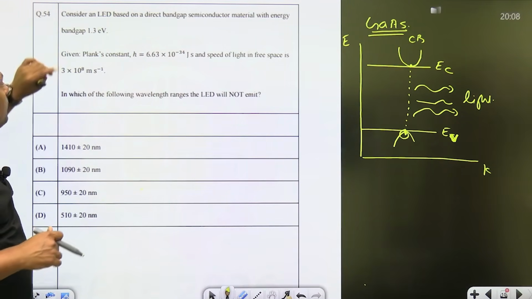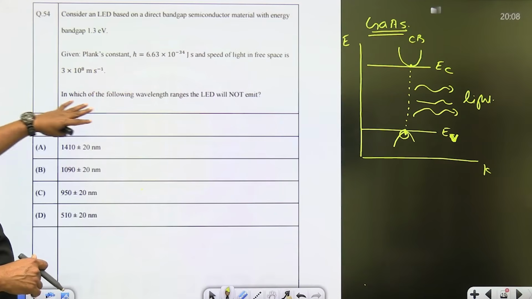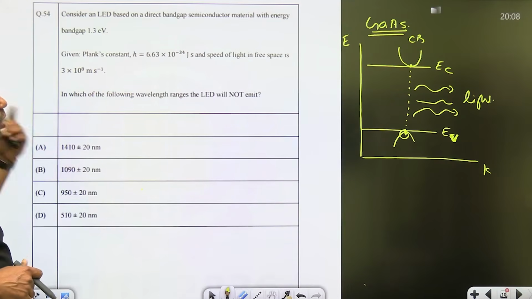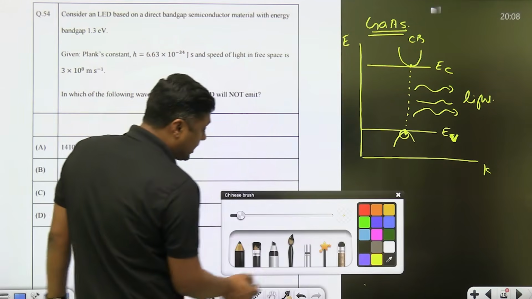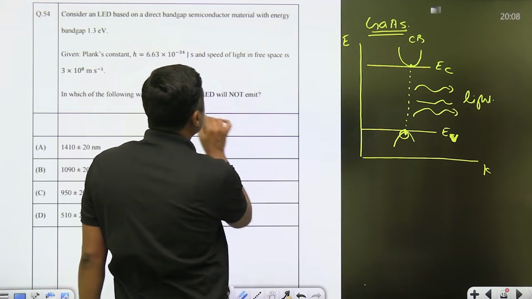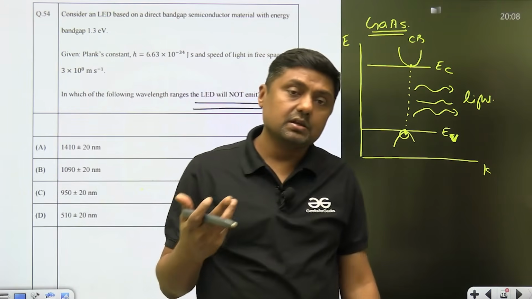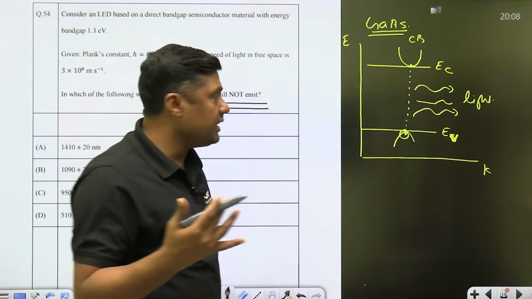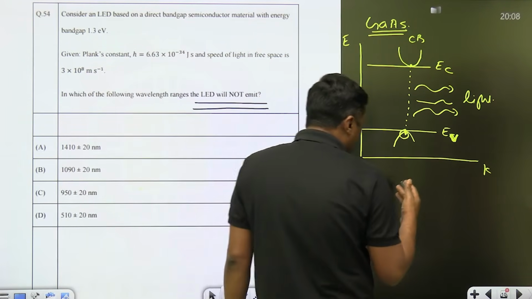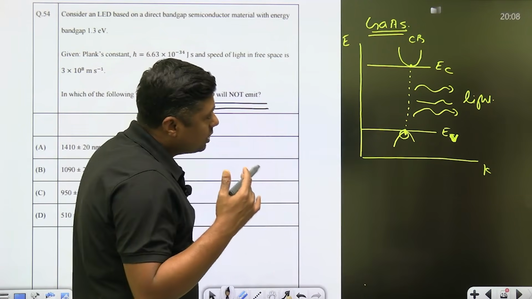Okay. Now Planck's constant is given, and the speed of light. In which of the following wavelength ranges will the LED not emit? What is the keyword here? Not emit. So in which range will the LED emit, guys? That is more important.